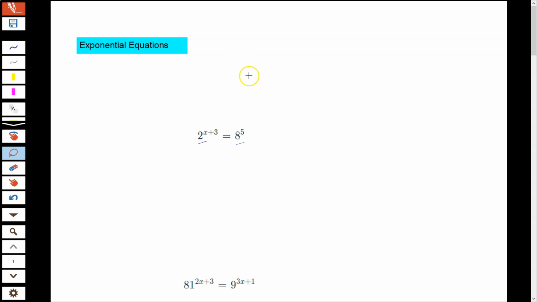So our move for solving these, here's an example of what they look like here. Our move for solving these is going to be to get a common base. Okay, so what that means is right now I have 2 as my base on the left and 8 as my base on the right. I want them to be the same. Okay, and the way we're going to do that is we're going to figure out which number is a factor of both of them. So we want to write each side as a power of the same number.